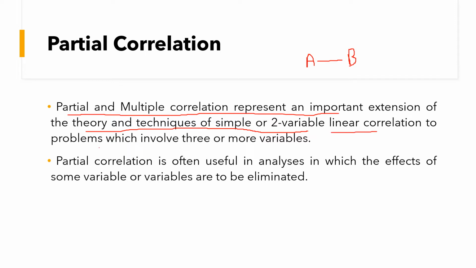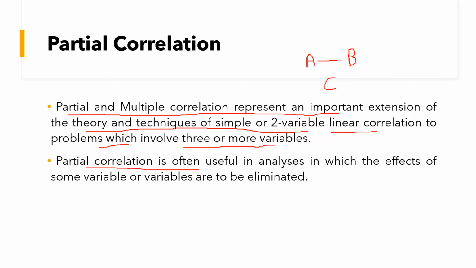If we add one more variable, suppose we are interested in assessing the role of C as well. If we add more variables in our research, other than A and B, we add C, D, or E, maybe some other variable. So three or more variables is an extension of our research. It's called partial correlation or multiple correlation, but today we are talking only about partial correlation.